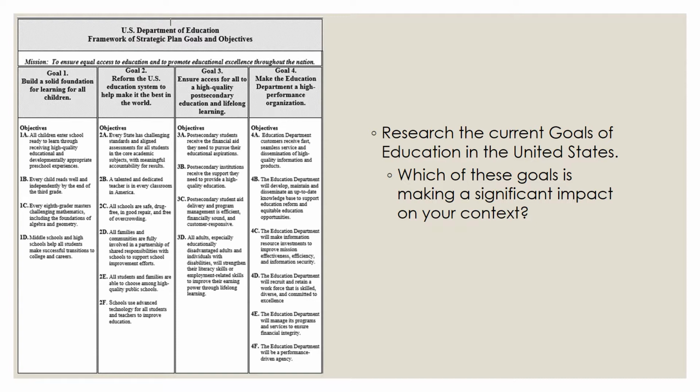Goal 2, reform the U.S. education system to help make it the best in the world. I find that interesting because we're not quite there yet. Goal 3, ensure access for all to high-quality post-secondary education and lifelong learning. You can read those objectives there. And Goal 4, to make the Education Department a high-performance organization. So you can see that the U.S. Department of Education does have goals for the nation.